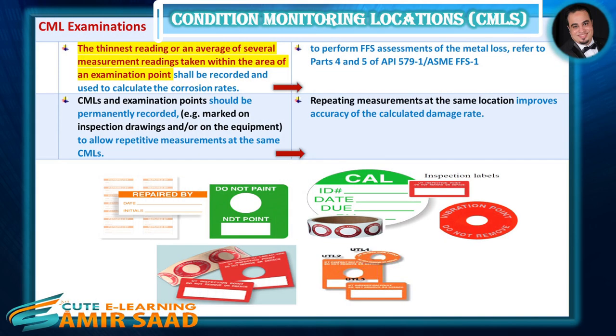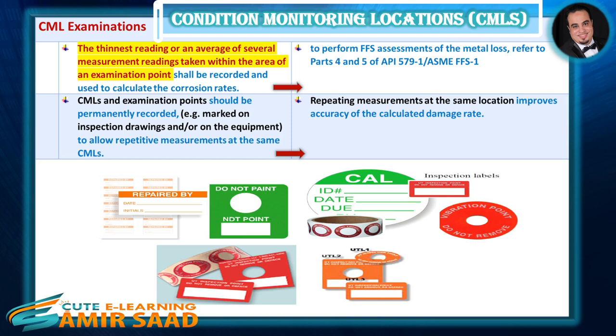The thinnest reading, or an average of several measurement readings, taken within the area of an examination point, shall be recorded and used to calculate the corrosion rates. To perform FFS assessments of the metal loss, refer to Parts 4 and 5 of API 579-1, ASME FFS-1 for preparation of such thickness grids.